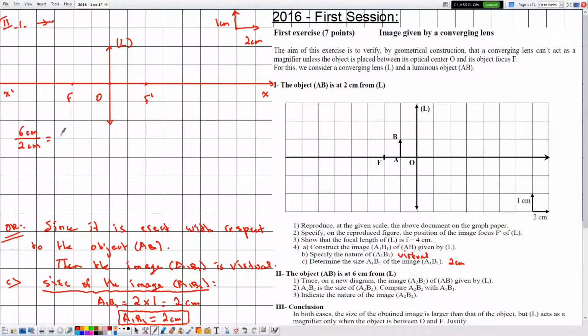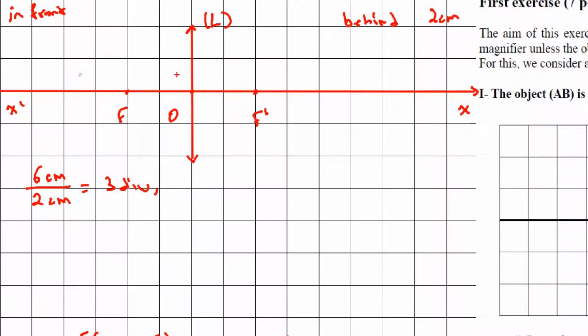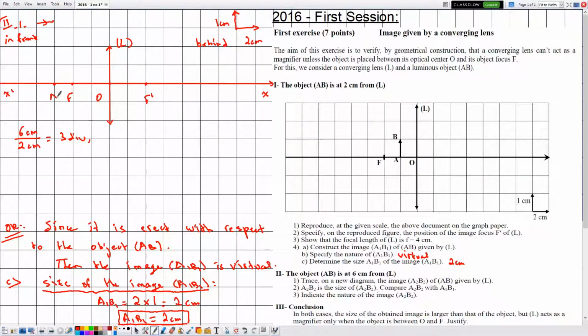And this will give me 3 divisions, knowing that the point A is on the optical axis and always the object is in front of the lens. This side is set to be in front of the lens and this side is set to be behind the lens. So 1, 2, 3, this is the point A, and the size of the object as well didn't change. Therefore B is 1 division above A and A hat is found on B. This is the object AB.